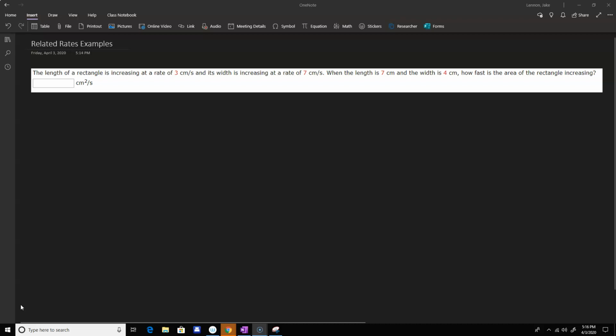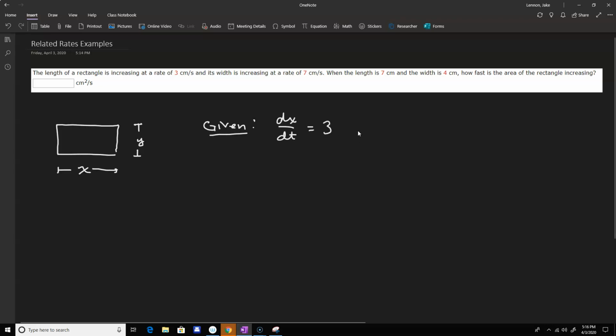So the first thing we want to do here is draw some type of rectangle and just label the two sides. So let's call the length x for this problem, the horizontal component, and maybe the width is y, the vertical component. So what are they giving us right there? They're giving us the rate of change of both x and y. So dx/dt, the rate of change of the length, is 3, and dy/dt, the rate of change of the width, is 7.